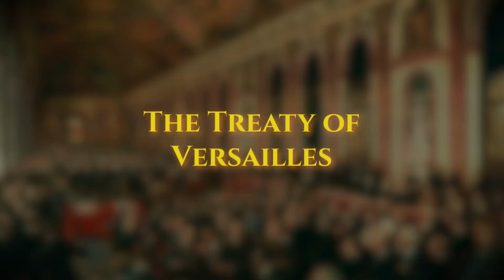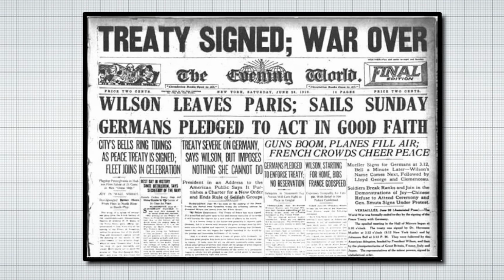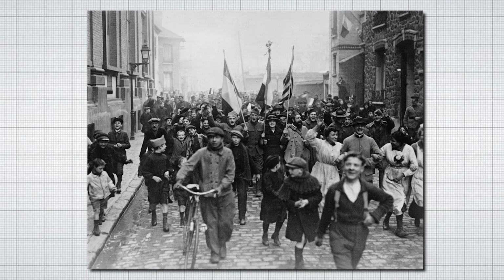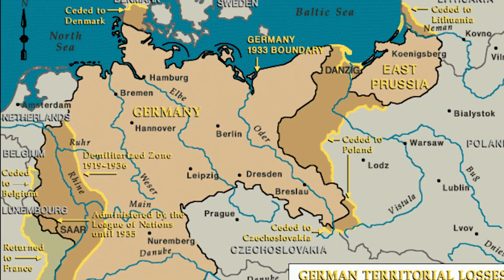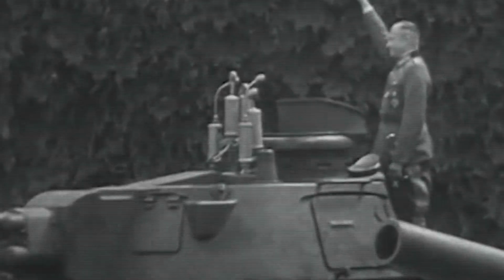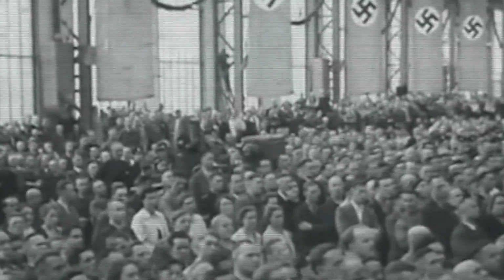The Treaty of Versailles. In 1919, the Treaty of Versailles was signed, officially ending the war. The treaty imposed harsh penalties on Germany. The country was forced to accept full responsibility for the war, pay massive reparations, and give up large amounts of territory. The treaty also restricted the size of Germany's military and imposed other humiliating conditions.